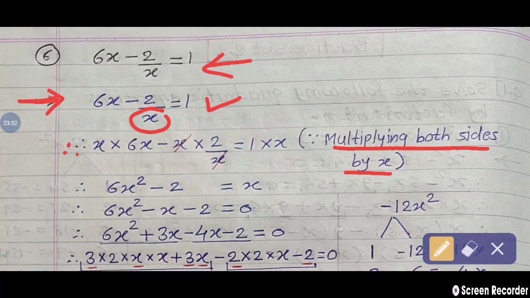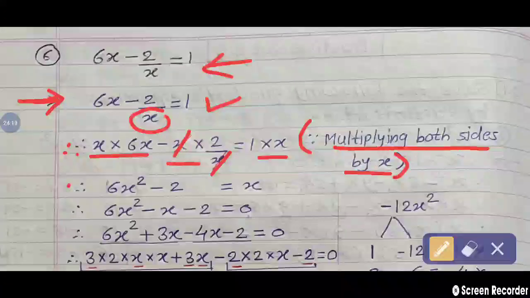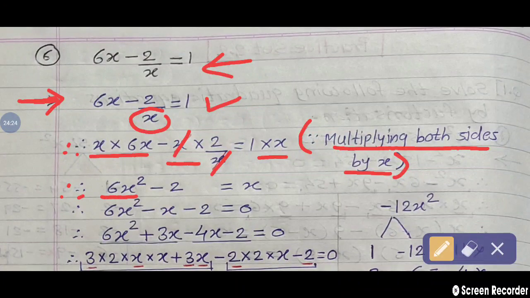So in this step we are writing that x multiplied by first term is 6x minus second term is 2 upon x. So minus x multiplied by 2 upon x, and on the right hand side 1 multiplied by x. And we are writing the reason in bracket, multiplying both sides by x. So in middle term, what is there? x multiplied by 2 upon x. So this x gets cancelled. So what remains? Check now. In next step, x multiplied by 6x, that is 6x square. In middle term, x cancels, only minus 2 remains here. And 1 multiplied by x means only x.